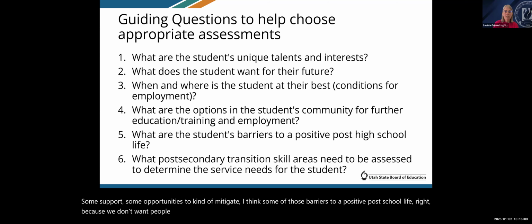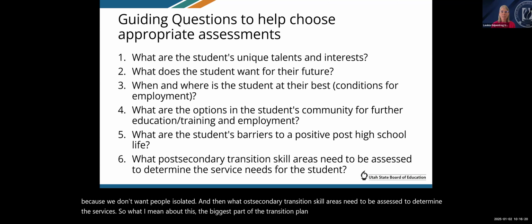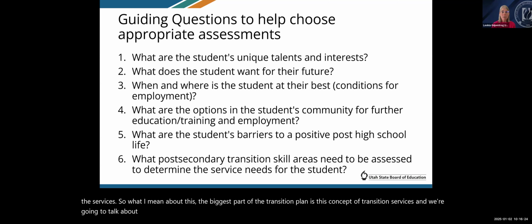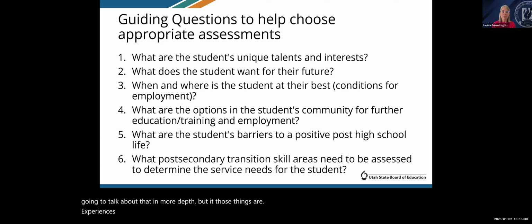And then, what post-secondary transition skill areas need to be assessed to determine the services? So what I mean about this is, the biggest part of the transition plan is this concept of transition services. And we're going to talk about that in more depth, but those things are experiences, skills, instruction that the student really needs to help them realize and meet those post-secondary goals.